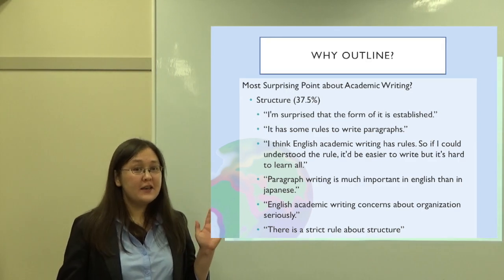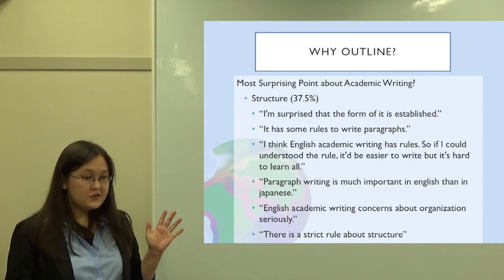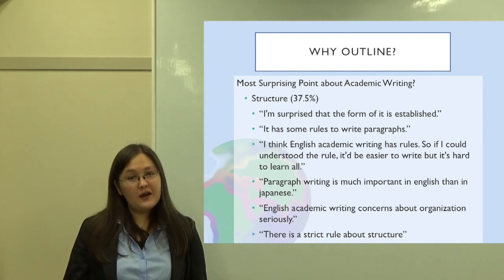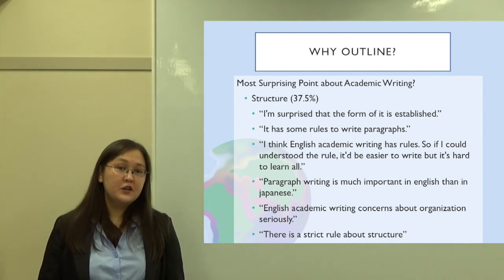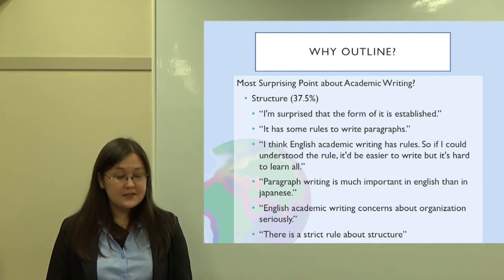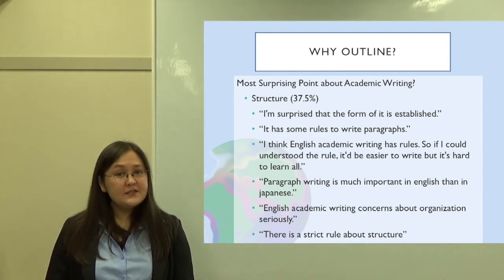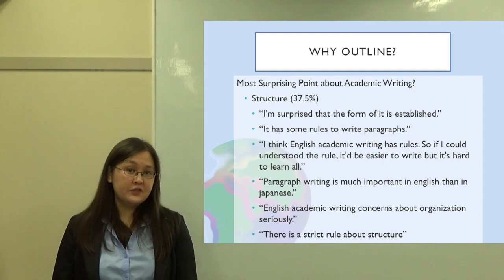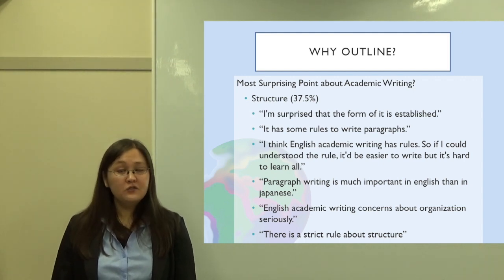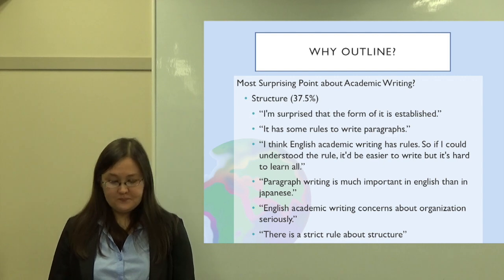So let's look at their perspectives. These are some quotes from the students who didn't know how to outline and didn't know how to use the structure correctly. So they had a difficult experience. They said, "I'm surprised that the form of it is established." That's correct. Western academic writing has a structure. That is following the outline. You need to follow the correct form for your paper to be good.